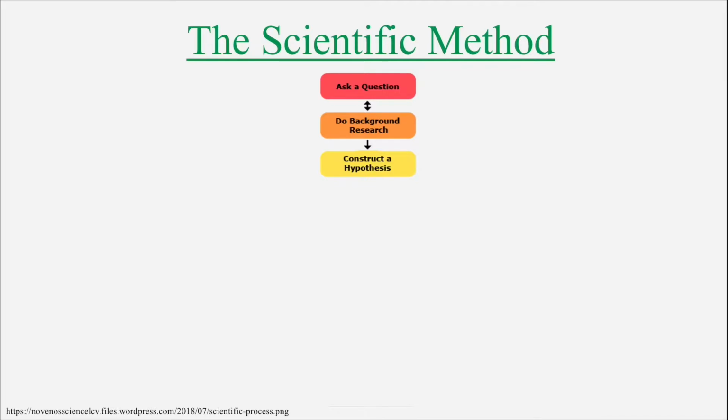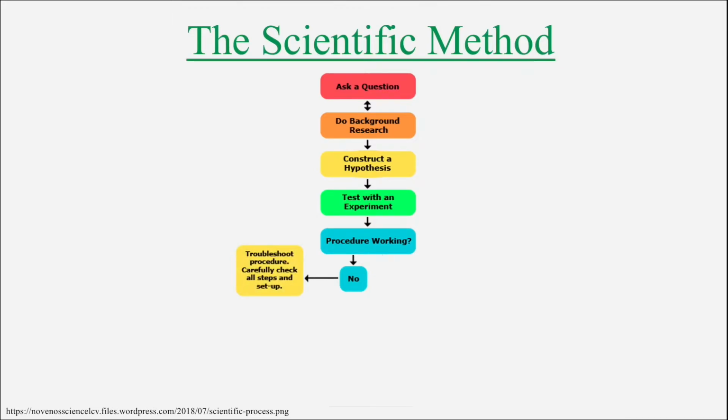The next step would be to test your hypothesis. But here's where things get funky. So, did your experiment work the way you expected it to? No? Well, don't worry. It happens a lot. Just go back and troubleshoot your procedure and see if there's something that may need adjusting or redoing. Now try it again. Did it work this time?